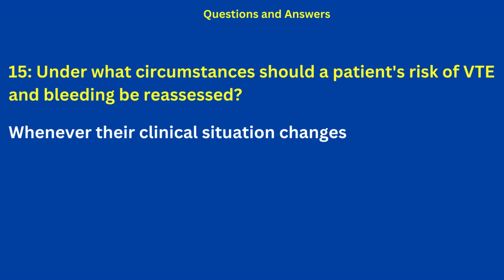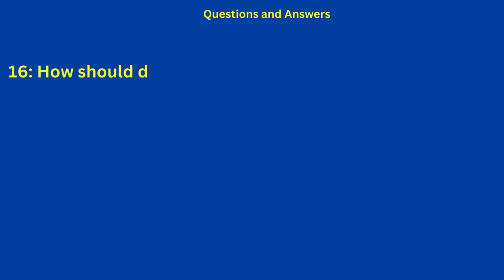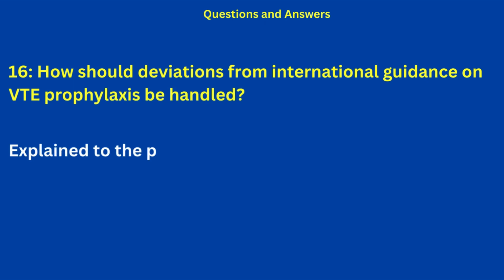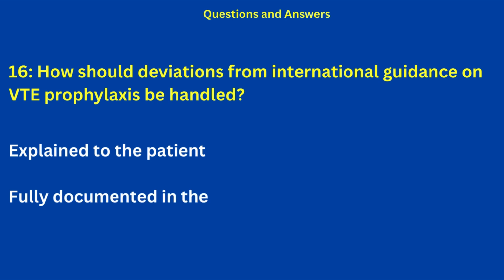Question 16. How should deviations from international guidance on VTE prophylaxis be handled? Any deviations from international guidance on VTE prophylaxis must be clearly explained to the patient and fully documented in the patient's medical record. This transparency is important for patient autonomy and informed consent, and thorough documentation is essential for legal and ethical reasons. It ensures accountability and provides a clear rationale for tailored approaches to patient care.